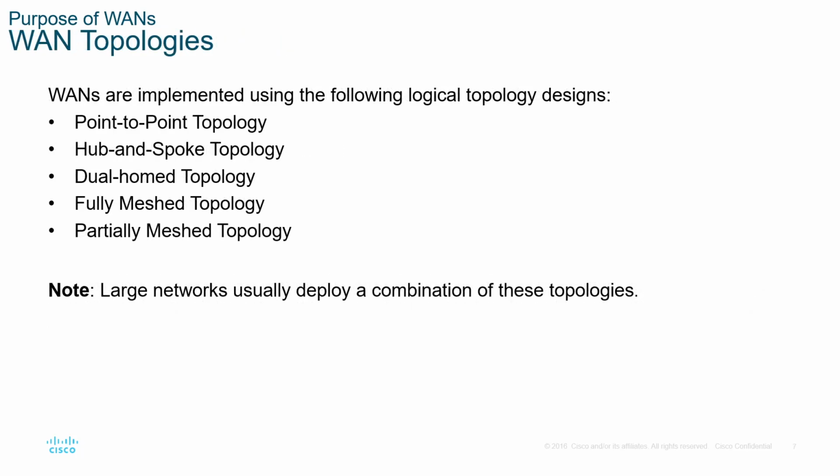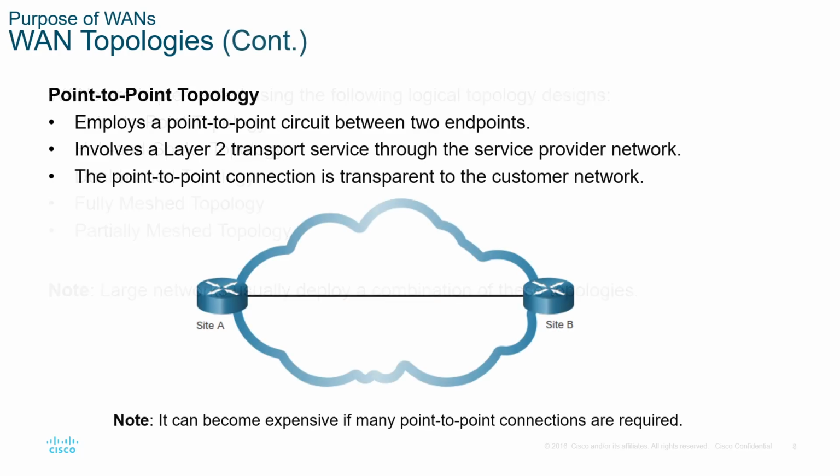Now, the wide area networks are implemented using the following logical topology designs. They could be point-to-point topologies. They could be hub and spoke topologies, dual homed, fully meshed, and partially meshed. I don't want you to imagine all of this. I actually have some pictures here to show you how they look. Okay? So there you go.